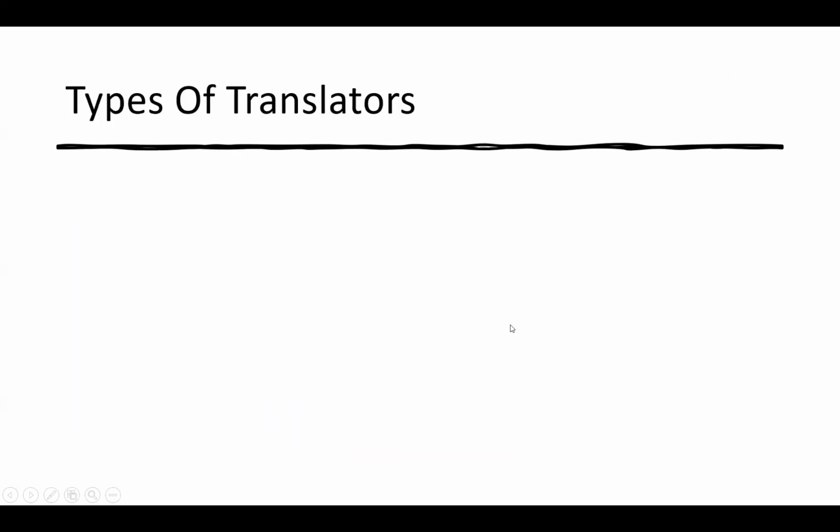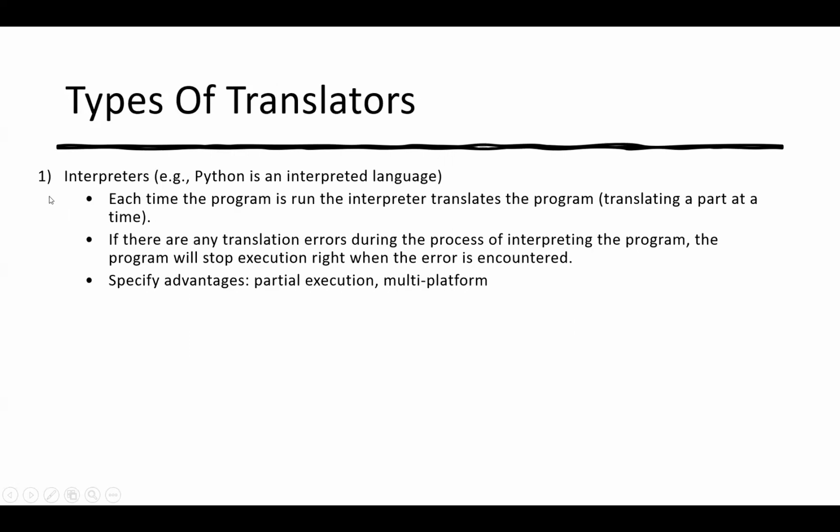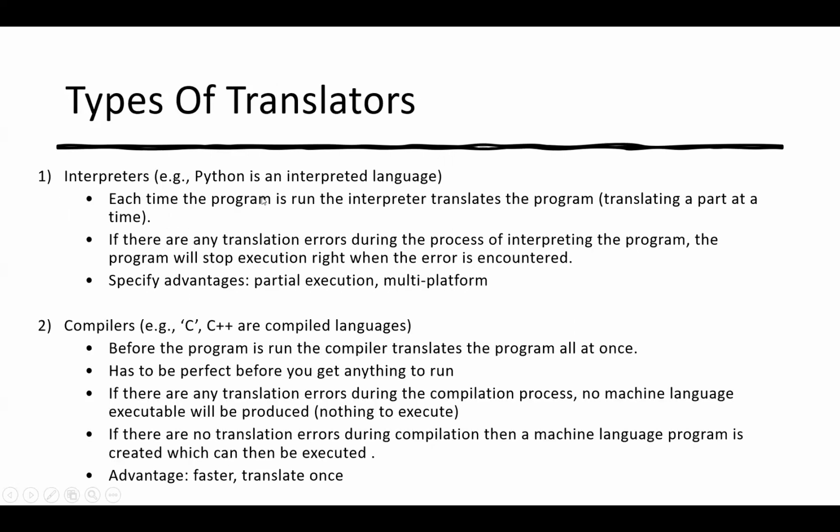And then the types of translators we have discussed, interpreters and compilers. Python is an interpreted language. Therefore, Python uses an interpreter. That means each time the program is run, the interpreter translates the program line by line, statement by statement. If there is any translation error during the process of interpreting, the program will stop execution right when the error is encountered. Until the error is encountered, the program will run. Therefore, even if the code has some errors, you will be able to partially execute it, and it supports multiple platforms.